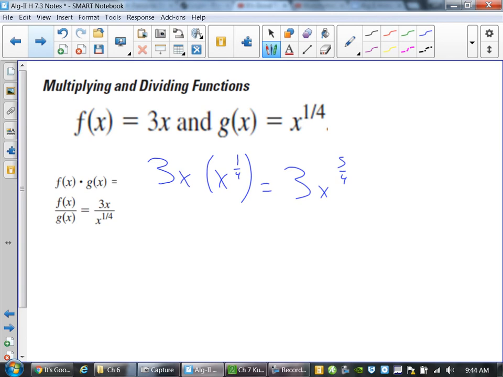Second one, you have to divide. So it's 3x over x to the 4th. And now you have to play the game of war. Who wins, the 1 or the 4th? The one. So what do you get when you take 1 subtract a 4th? 3/4.